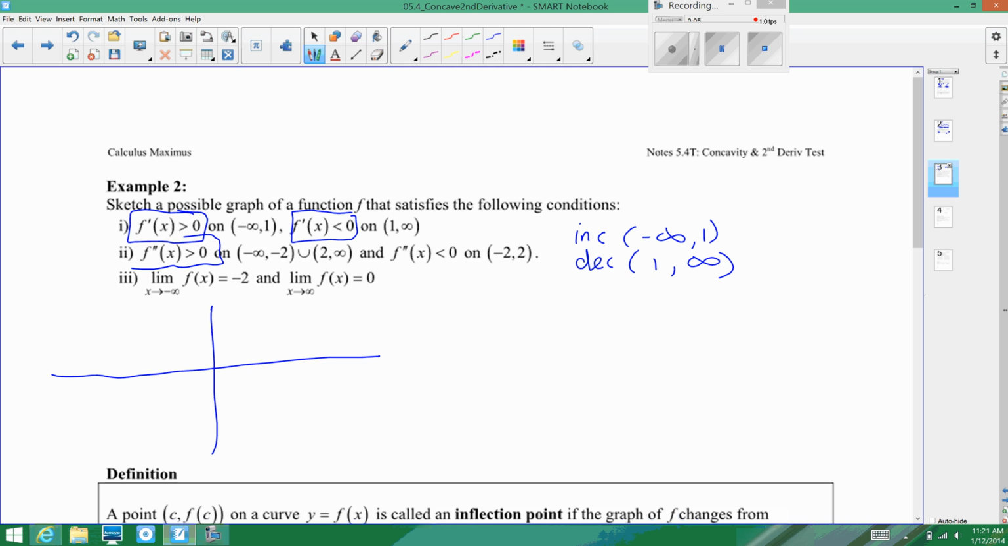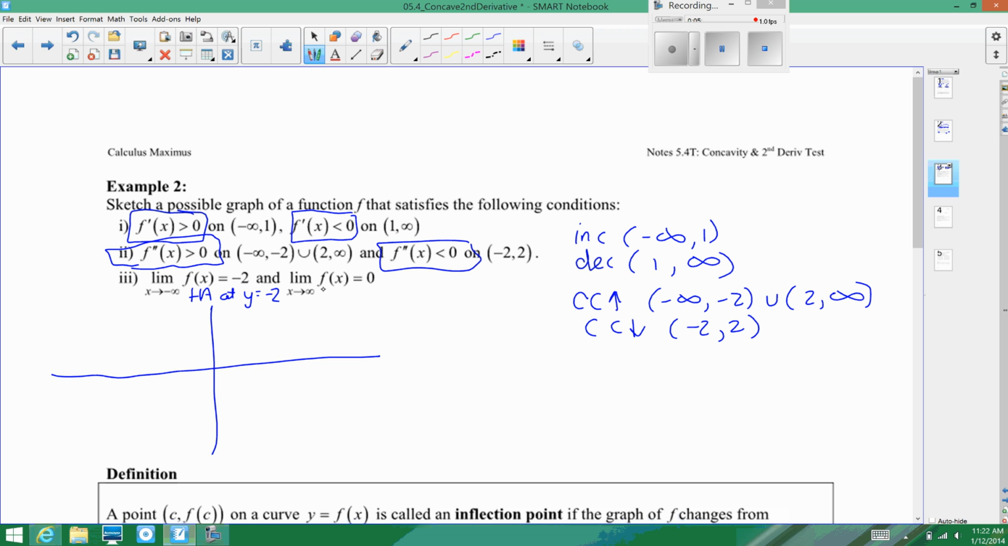Here we have the second derivative is positive, so we're concave up, like a cup, from negative infinity to negative 2, and also from 2 to infinity. And then we are concave down, that's this piece, in between those values from negative 2 to 2, concave down like a frown. And then the last part: if we have a limit as x approaches negative infinity, we're going to have a horizontal asymptote at y equals negative 2. And this one implies we're going to have a horizontal asymptote on that side at y equals 0.